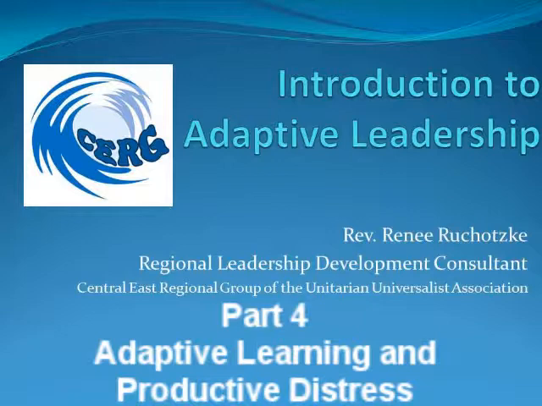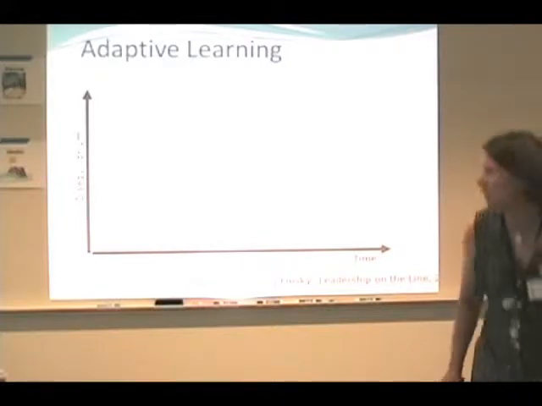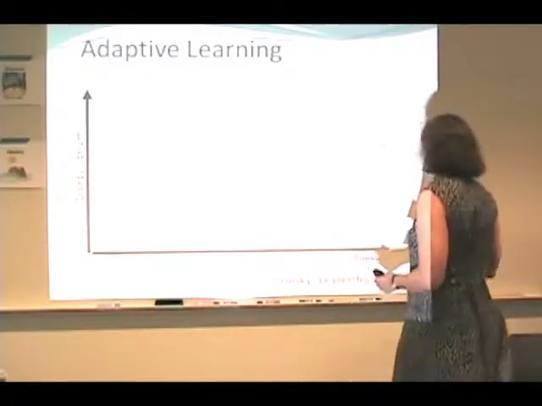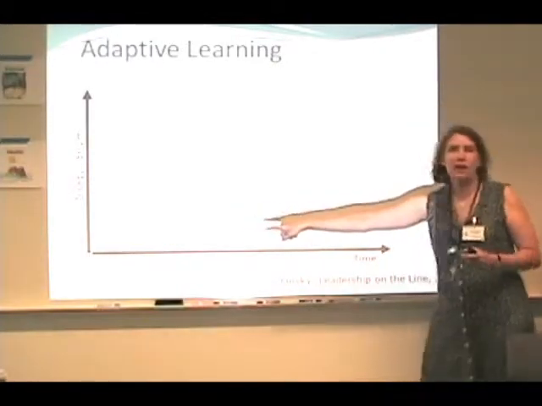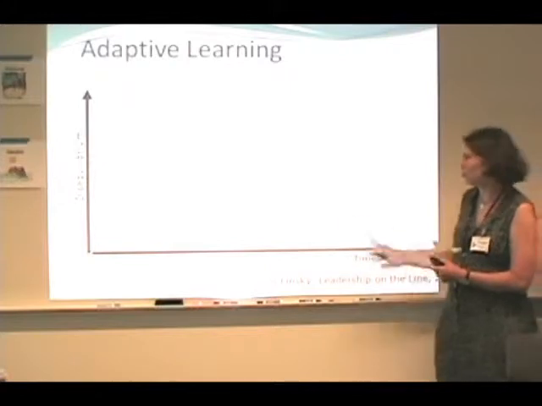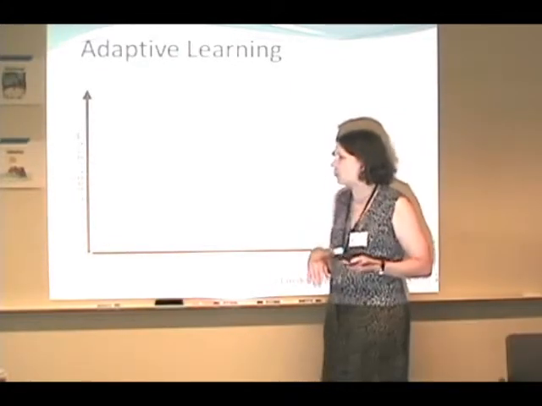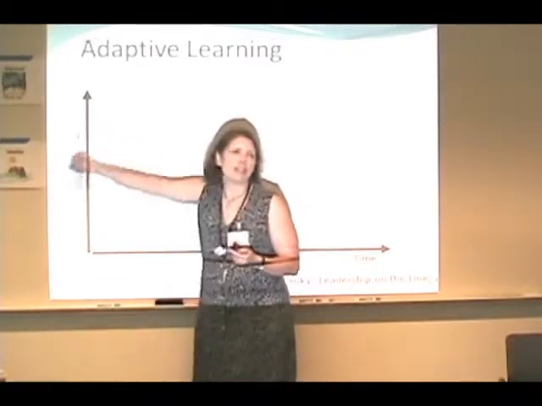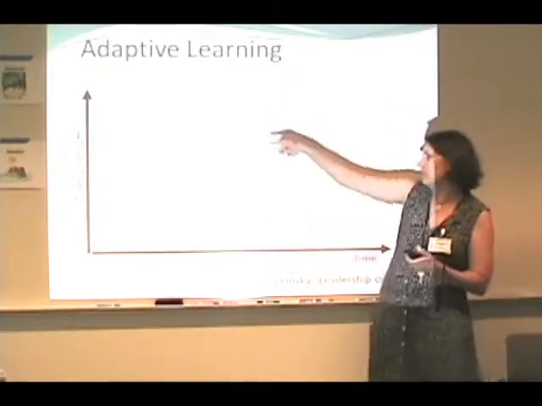So I'm going to go back to this adaptive learning curve. Again, this is from Heifetz and Linsky in their book Leadership on the Line, and other programs that they have. And this is in your handout. So we have our timeline, which is always a nice horizontal line. I think humans are hardwired to think of it that way. And then there's the level of disequilibrium that the group is in, which is the other line on this chart.